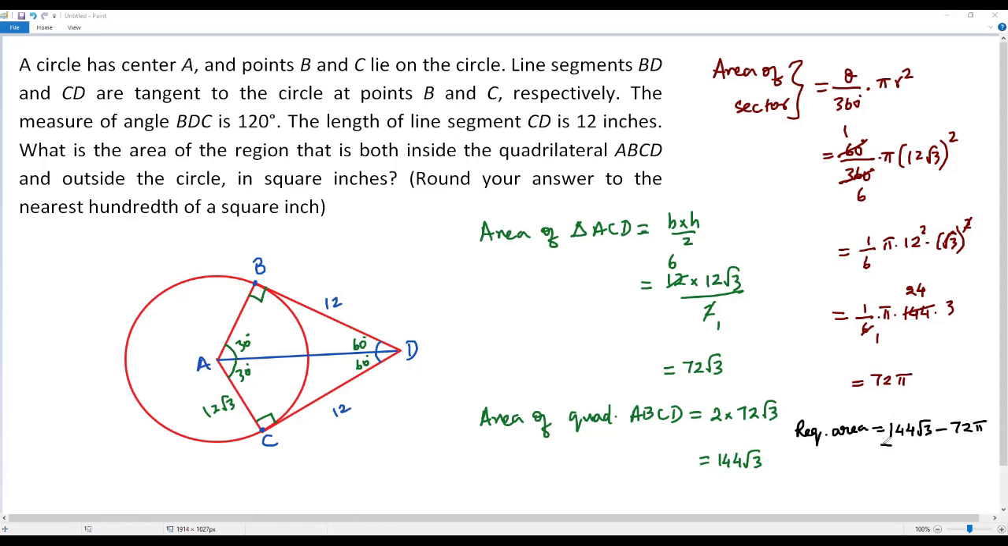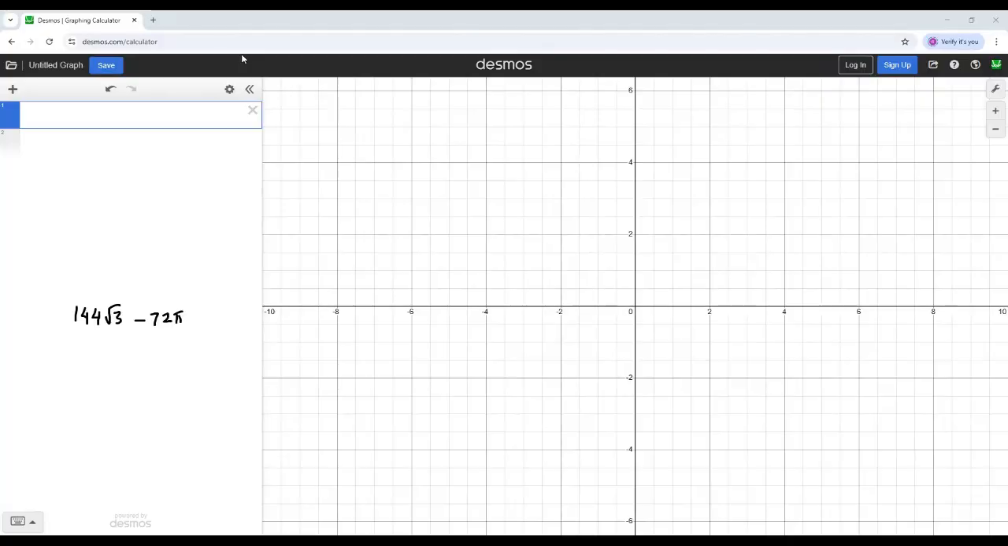Now we have to evaluate this expression and round our answer to the nearest hundredth of a square inch. We can go to the Desmos graphing calculator to evaluate it. Here we have the Desmos graphing calculator. Now let me give the expression as input, that is 144 times the square root of 3 minus 72 pi. Here I got the value of the expression, that is 23.2206, and it keeps going. According to the instruction, we have to round this value to the nearest hundredth. Then I'm getting 23.22. Therefore, the required area is 23.22 square inches.